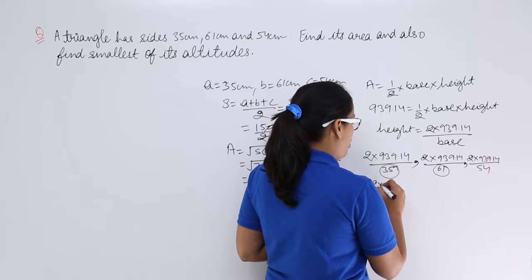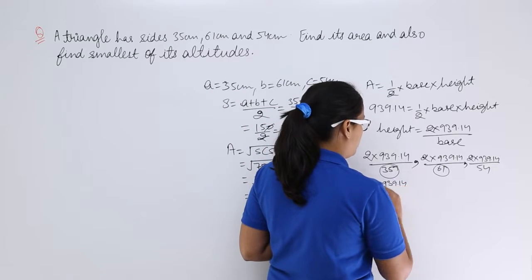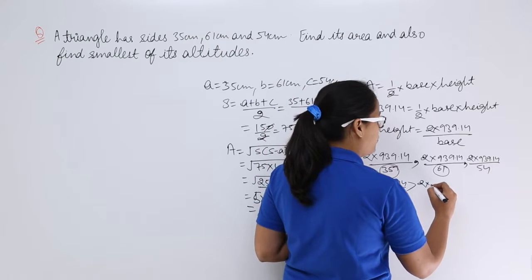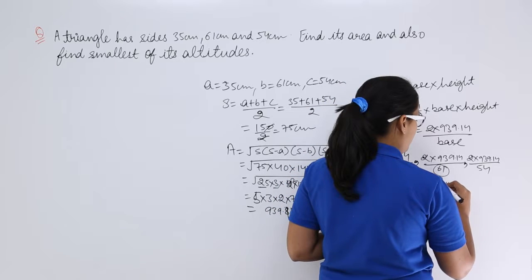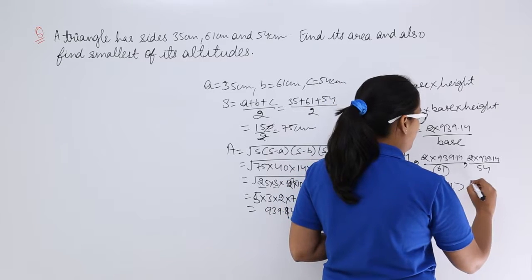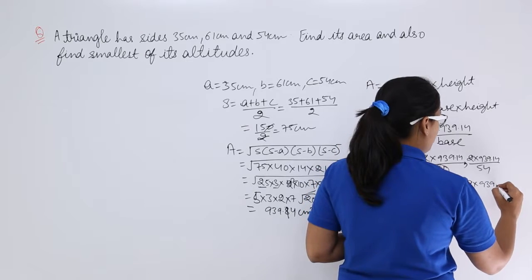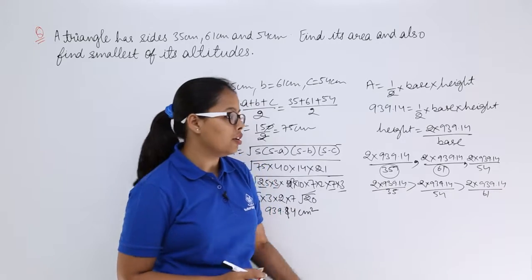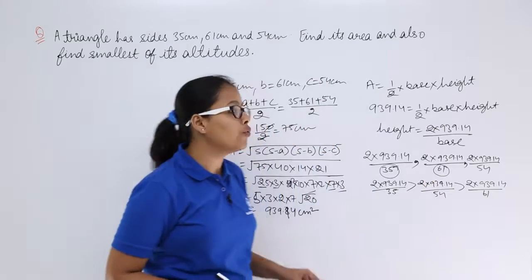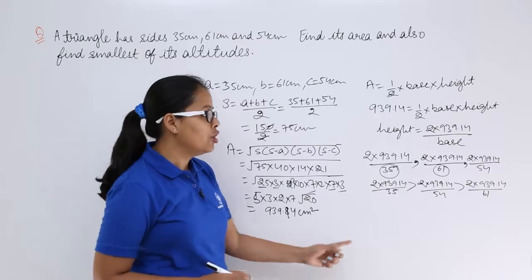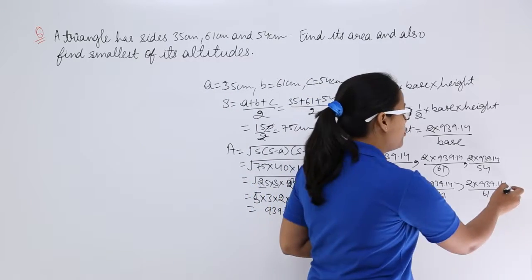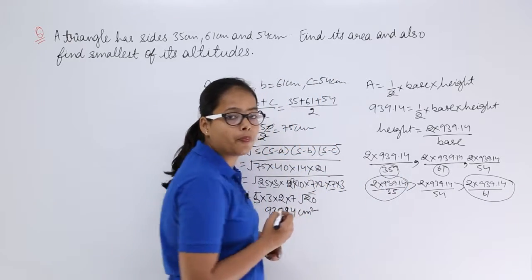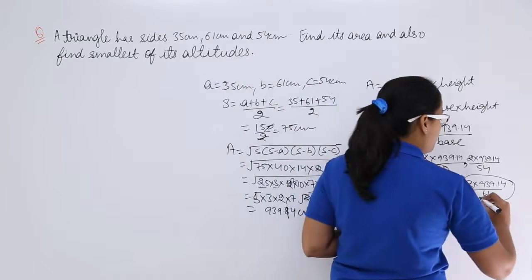So you can write the order here. This value will be greater than this, which comes in the middle, 54, and this value will be greater than this one. This I am writing just for your understanding. So here you can see, as you needed to find the smallest of its altitudes, the smallest here is this one. If you needed to find the longest or the greatest one, it would be this. But you need to find out the value for this.